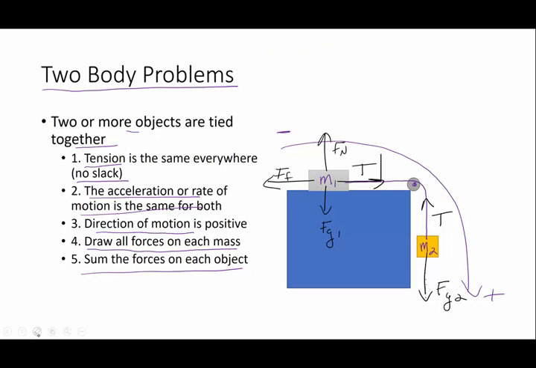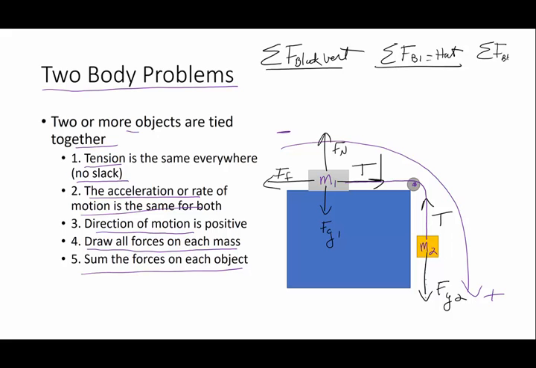When you sum the forces on these objects, you have to sum the forces on block 1 in the vertical direction, sum the forces on block 1 in the horizontal direction, and then you have to sum the forces on block 2. So you're actually going to have 3 columns of equations, and then you're going to solve from there.